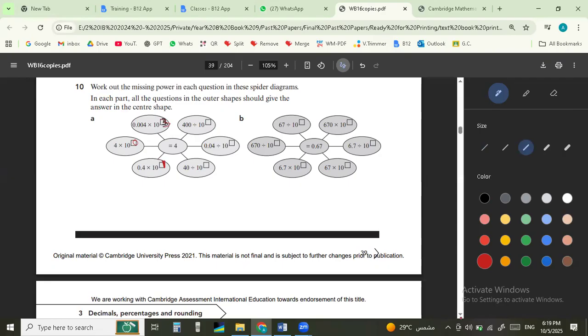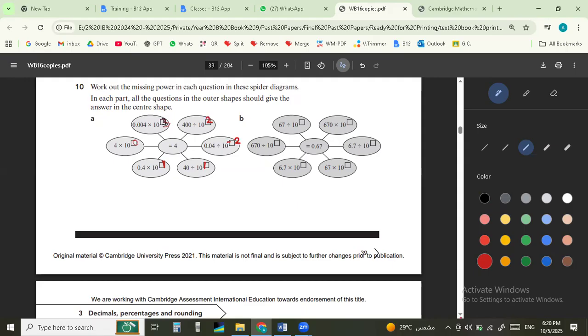Here, 40 divided by 10 to the power of 1 is going to make it 4. Here, divided by 10 to the power of what? Division takes it to the left. But I need it to become 4, so I need to move it to the right. So it's negative. How many digits to the right? 2 digits to the right, so to the power of negative 2. Here, I need to move it to the left, so it's positive. 2 digits to the left so that it becomes 4, so it is to the power of 2.